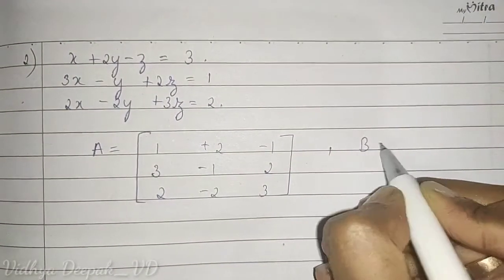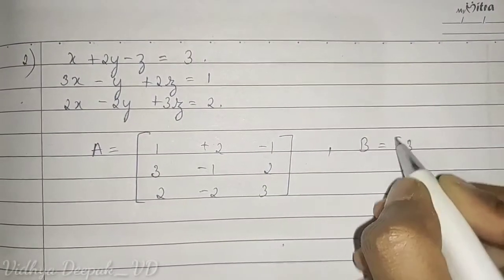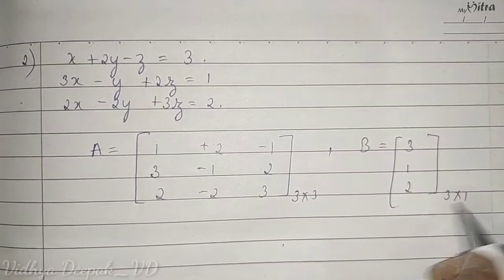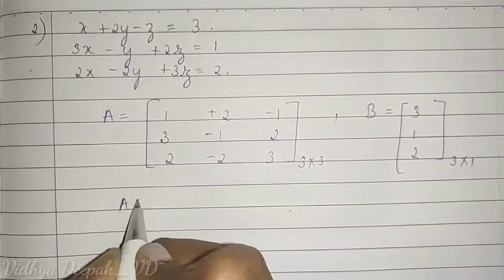And what will be your matrix B? These three constants, right? 3, 1, 2. A 3 cross 3 matrix and a 3 cross 1 matrix. Now we have to find the rank of the augmented matrix, right?